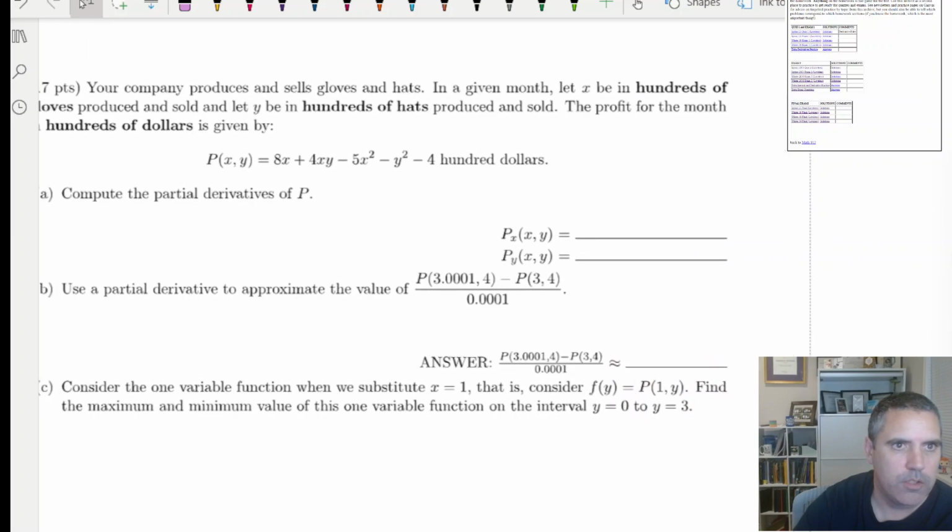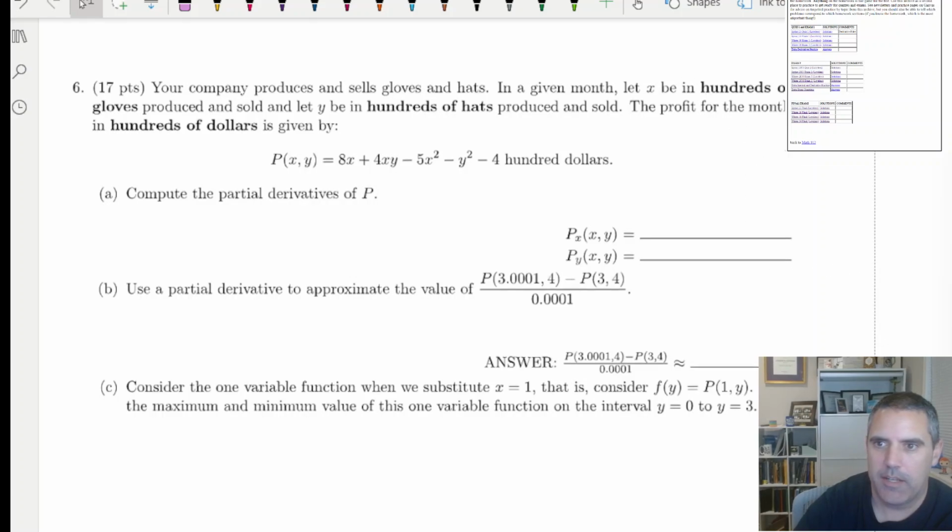So here we go. Your company produces and sells gloves and hats. I think this is the spring 23 final exam. So gloves and hats, everything's in hundreds. The only thing that really affects is how we interpret our final numbers, so we'll leave that for the moment. The profit is this. Compute the partial derivatives.